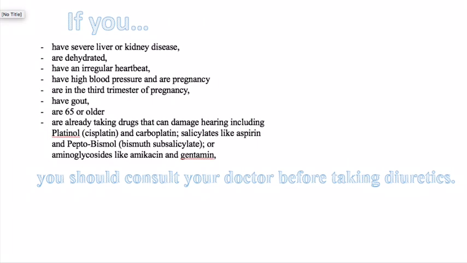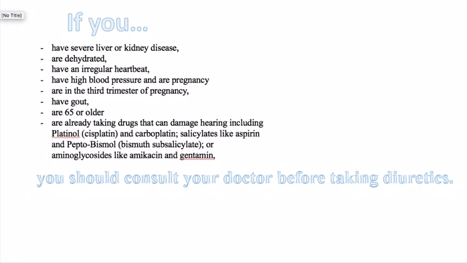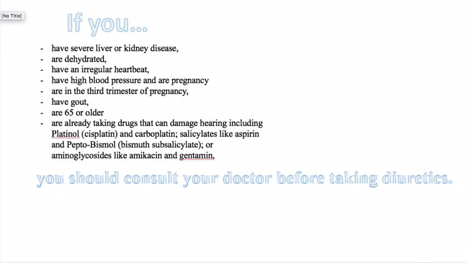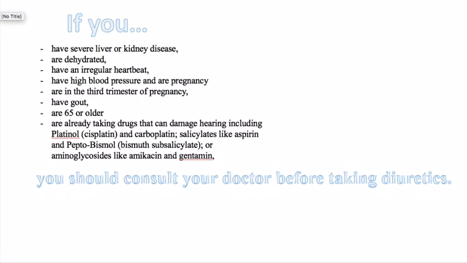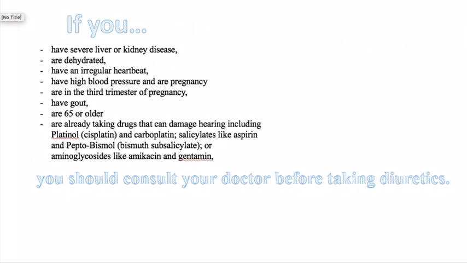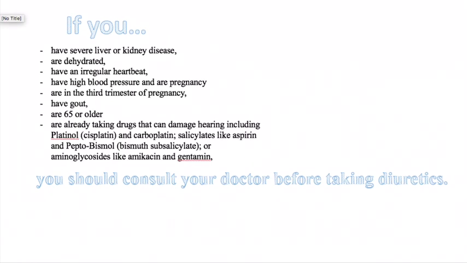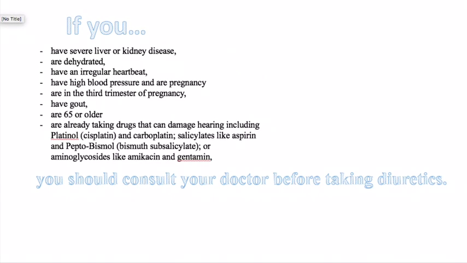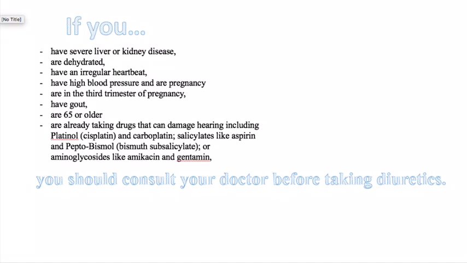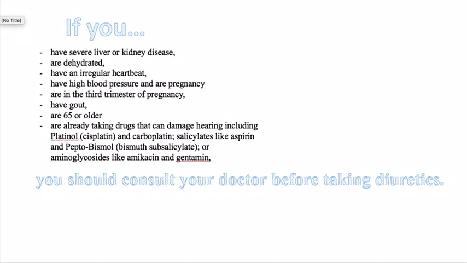Thus, because of the adverse side effects of diuretics, if you have severe liver or kidney disease, are dehydrated, have an irregular heartbeat, have high blood pressure during pregnancy, or are in the third trimester of pregnancy, have gout, are 65 years or older, or are already taking drugs that can damage hearing like the cancer drugs platinol and carboplatin, salicylates like aspirin and Pepto-Bismol, or aminoglycosides like amikacin and gentamicin, you should consult your doctor before taking diuretics.